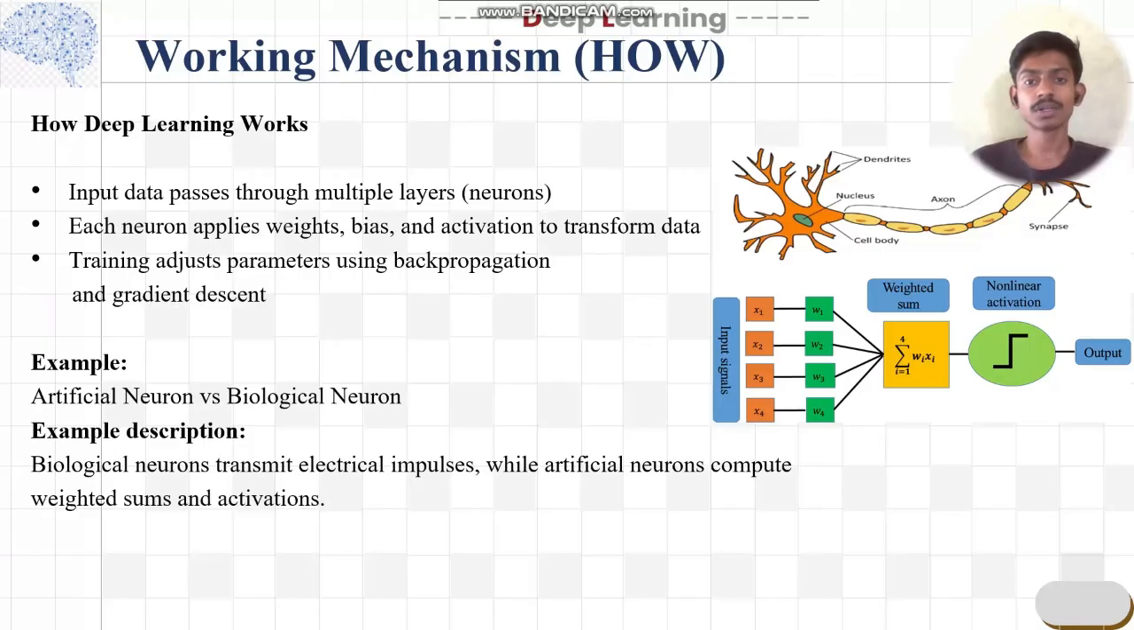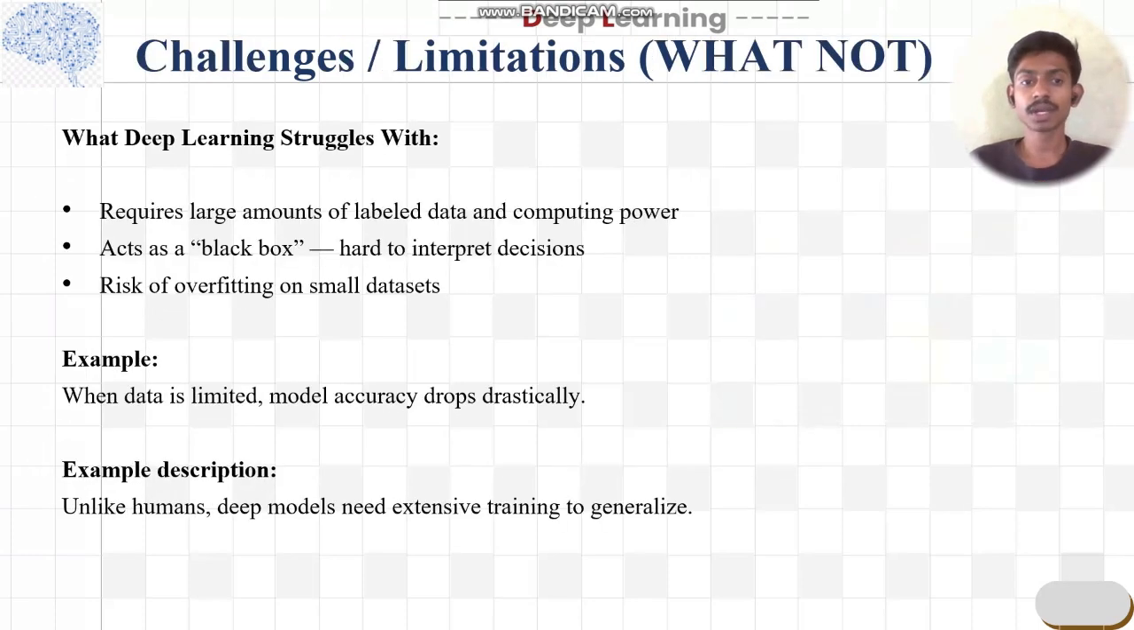So the example is artificial neurons versus biological neurons. In artificial neurons, this is the working mechanism which we follow, which involves the input layer, hidden layers, and output layer. So the example is that a biological neuron transmits electrical impulses, while an artificial neuron computes weighted sums and activations. So that was the working mechanism.